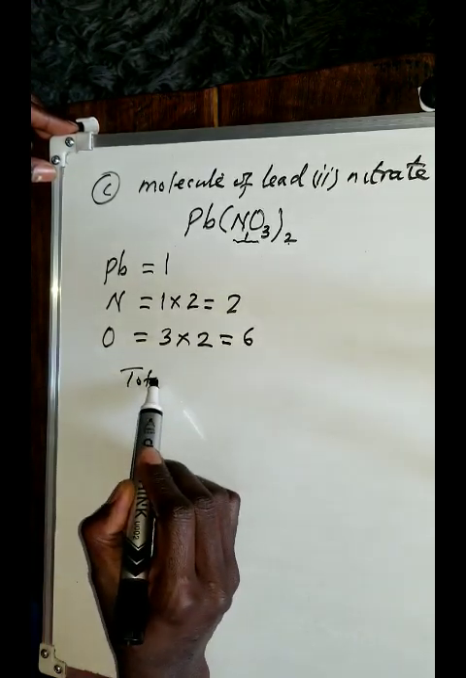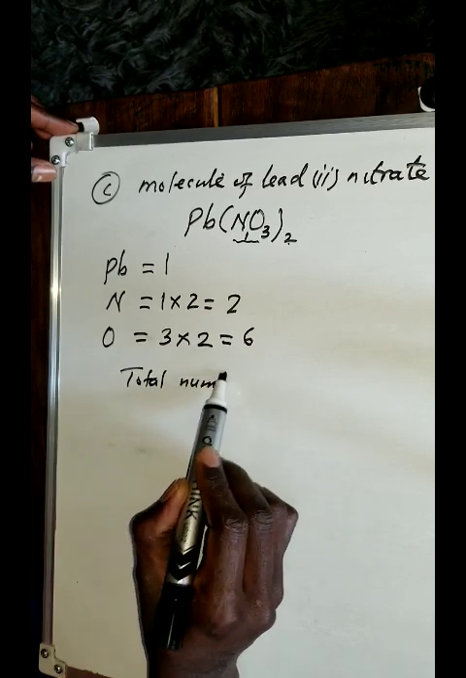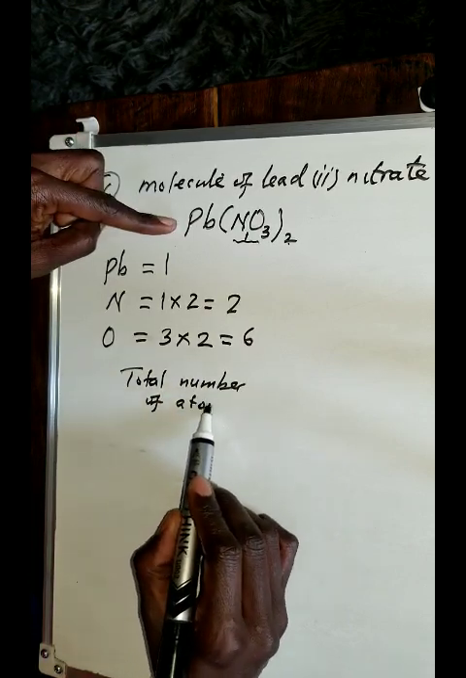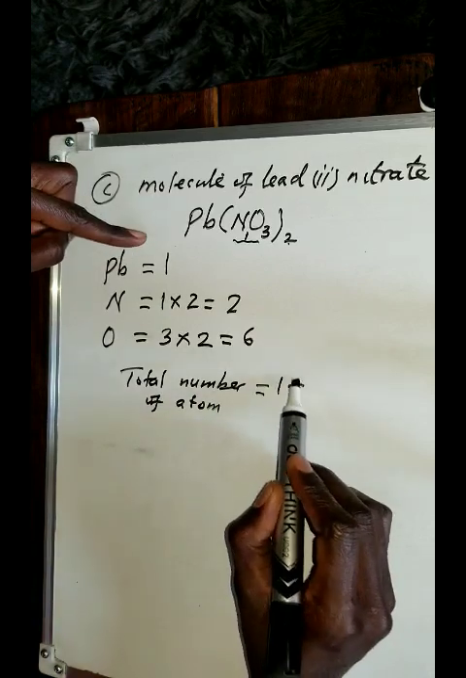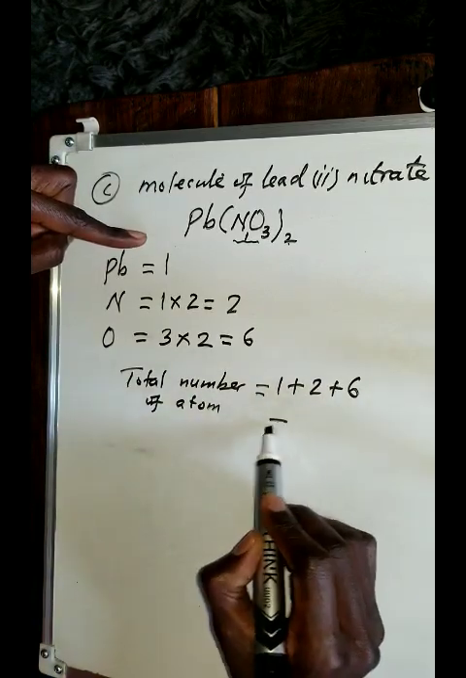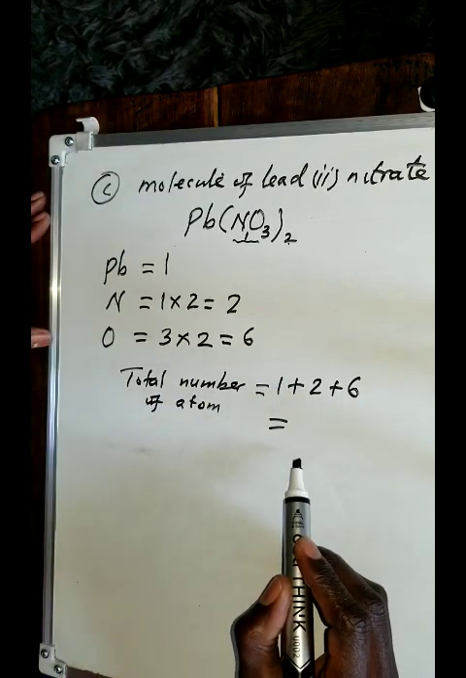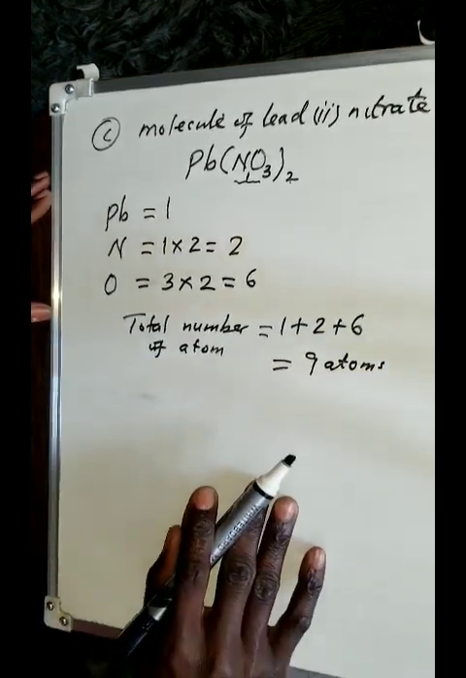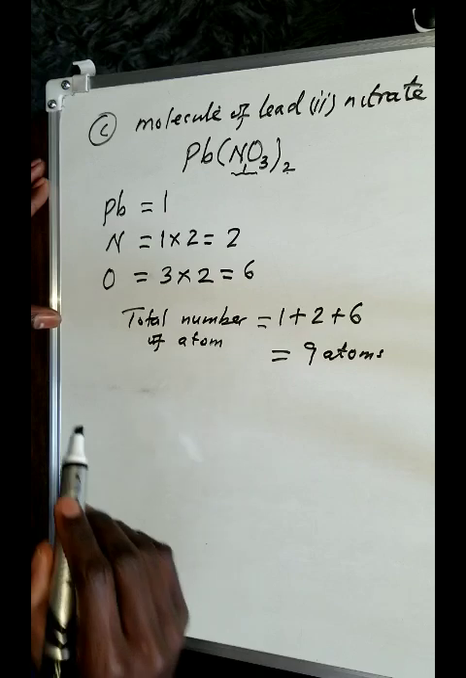So the total number of atoms in lead(II) nitrate, we are going to add 1 plus 2 plus 6. So what is that going to give us? That is going to give us 9 atoms. So that is basically the way you can do it.